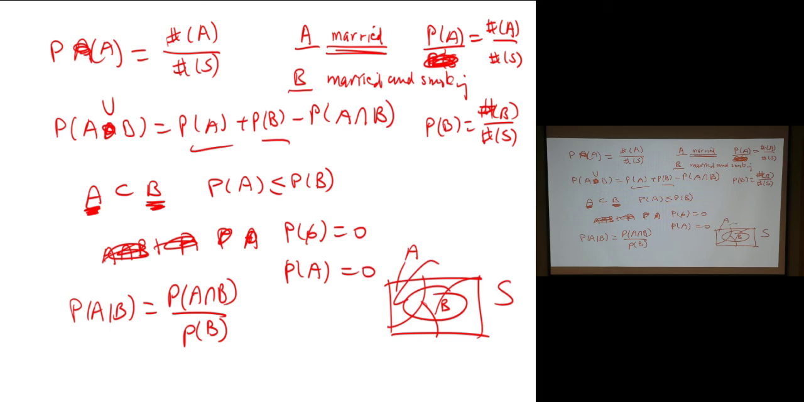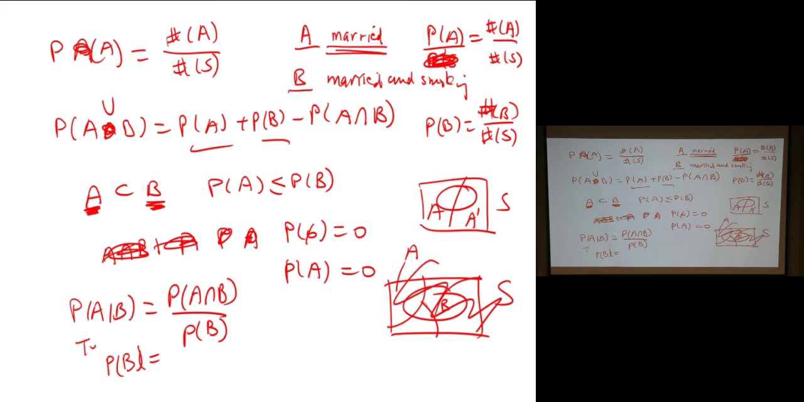Okay, too complicated. Let me make it easy. I partition into A and A complement, only two parts, not overlapping. Then I look at B. So the probability of B, I'm talking about total probability, is equal to the probability of B given A times probability of A intersect B plus probability of A complement intersect B. We have just mentioned it before.